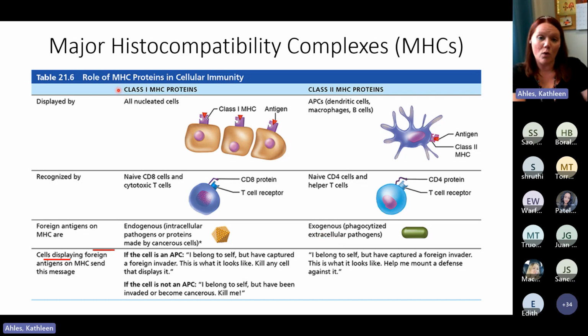When we talk about class 1 major histocompatibility complexes, if we have a protein in there that shouldn't be in there, that means that we've got an infection. There's something inside me that's causing me to put the wrong protein in what should have been my name tag. So if I have the wrong protein in my name tag, a cytotoxic T cell is going to kill me. Unless I'm an antigen presenting cell, in which case that's going to activate the cytotoxic T cell to go find others that are infected.